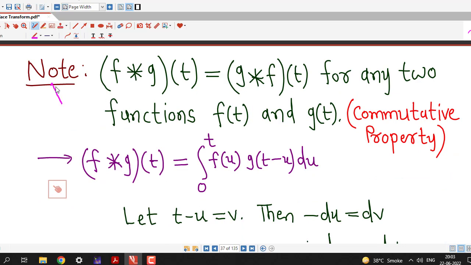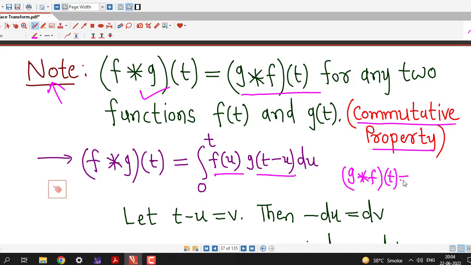So here we have written this remark that f star g of t equal to g star f of t for any two functions f of t and g of t. That is, convolution satisfies the commutative property. So we start with f star g of t, and we will show that it is equal to g star f of t. By definition, f star g of t equal to integral 0 to t f of u g of t minus u du, and we want to prove that this is equal to g star f of t.